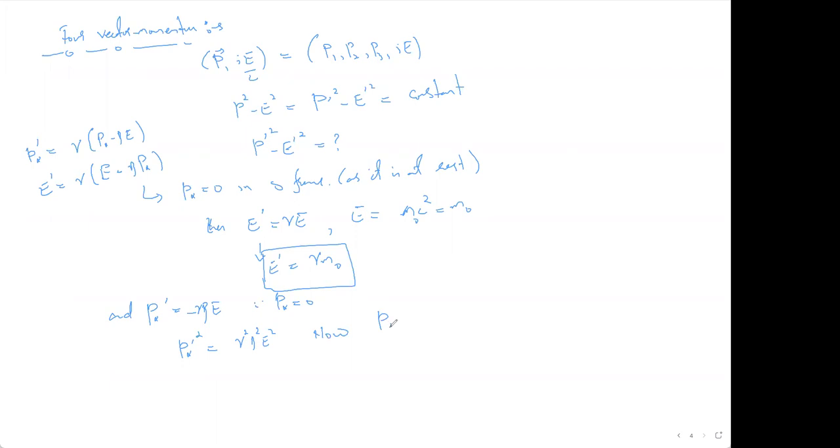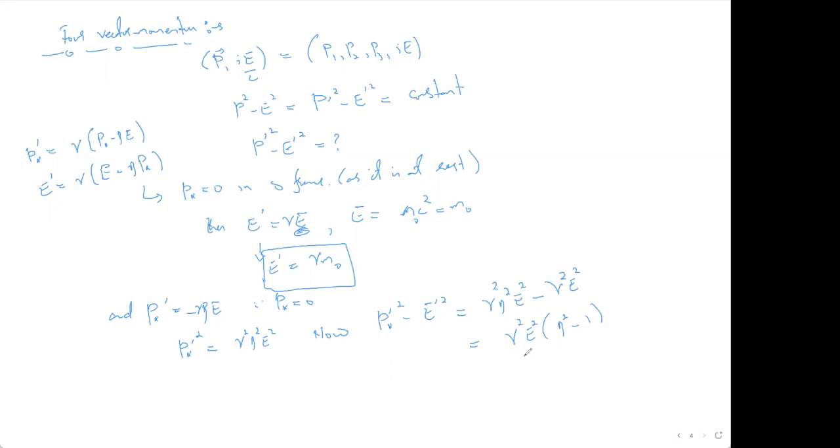So Px dash square minus E dash square will be equal to what? Px dash square is gamma square beta square E square, minus E dash square, क्या मिला मुझे? I will write down this gamma square E square, because E dash is gamma E. समझ रहे हो बात को? और gamma square E square is common, so I will take this gamma square E square बाहर ले लेता हूँ, यहाँ पे बच जाता है beta square minus 1.